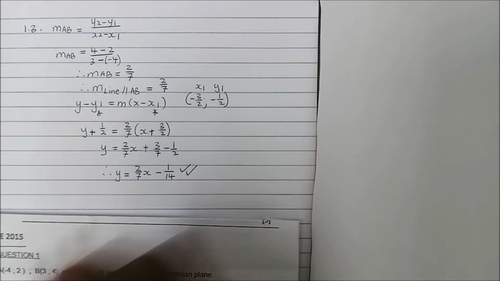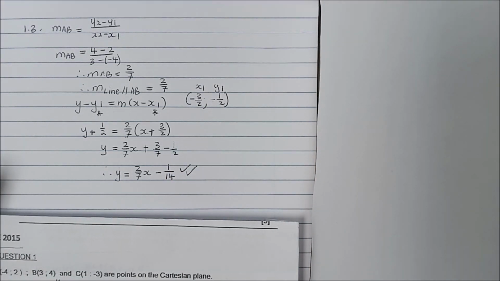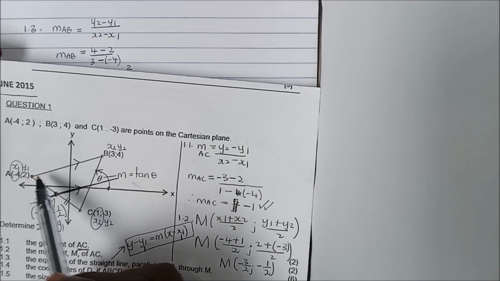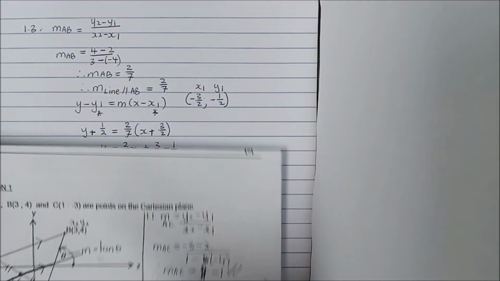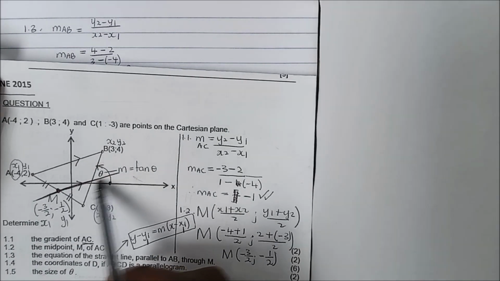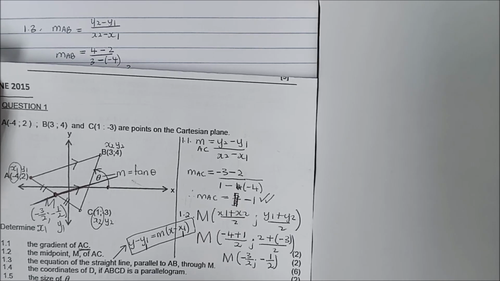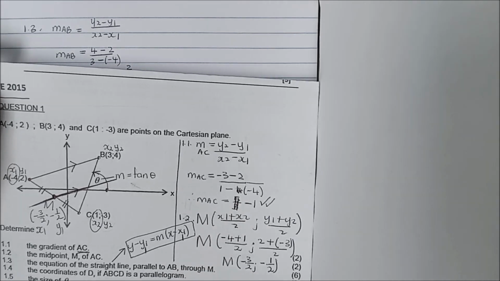So we have the equation of that line that is parallel to AB. So guys, whenever they give you something that is not in the sketch, draw it and create something out of it. Try to understand it.